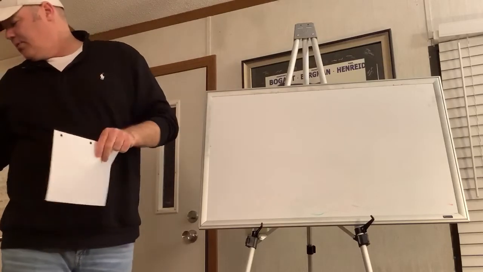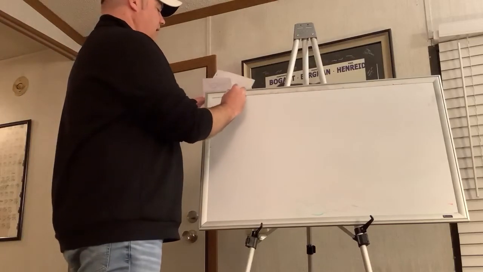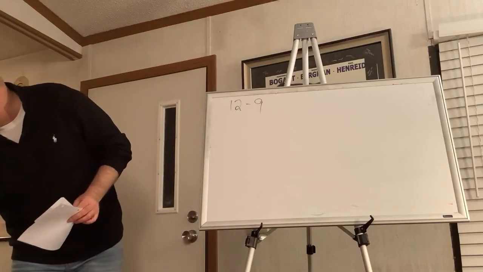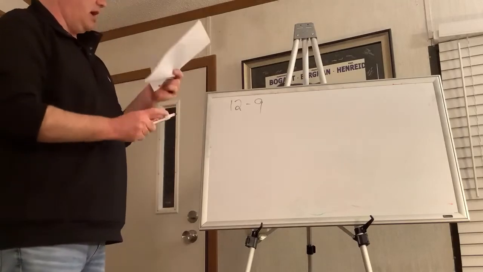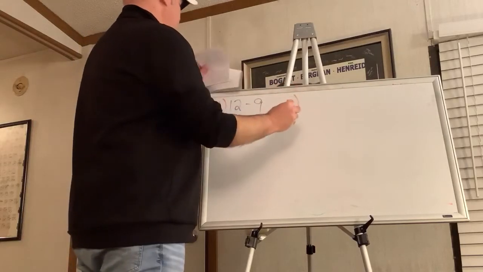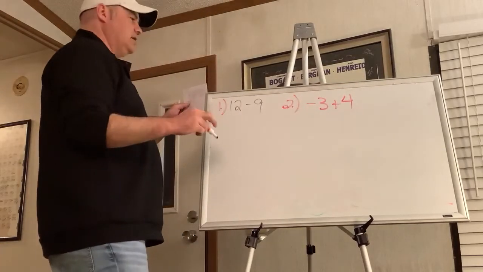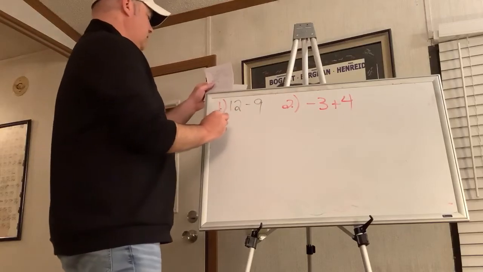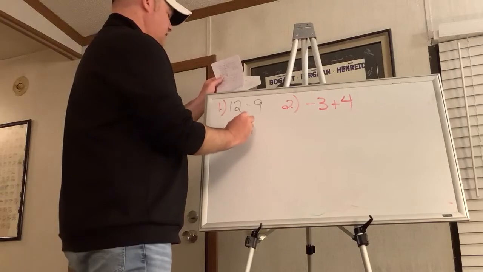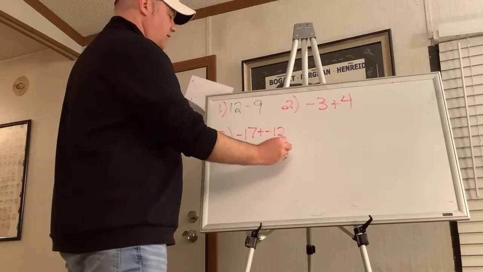So the first problem was 12 plus negative 9, so that should have come out as 12 minus 9. Let's do that in a different color because that's going to be hard to see. 12 minus 9 should have been the first one when you change that double sign. Number 2, you should have negative 3 plus 4. Number 3 was negative 17 plus negative 12. When you change that, that becomes negative 17 minus 12.